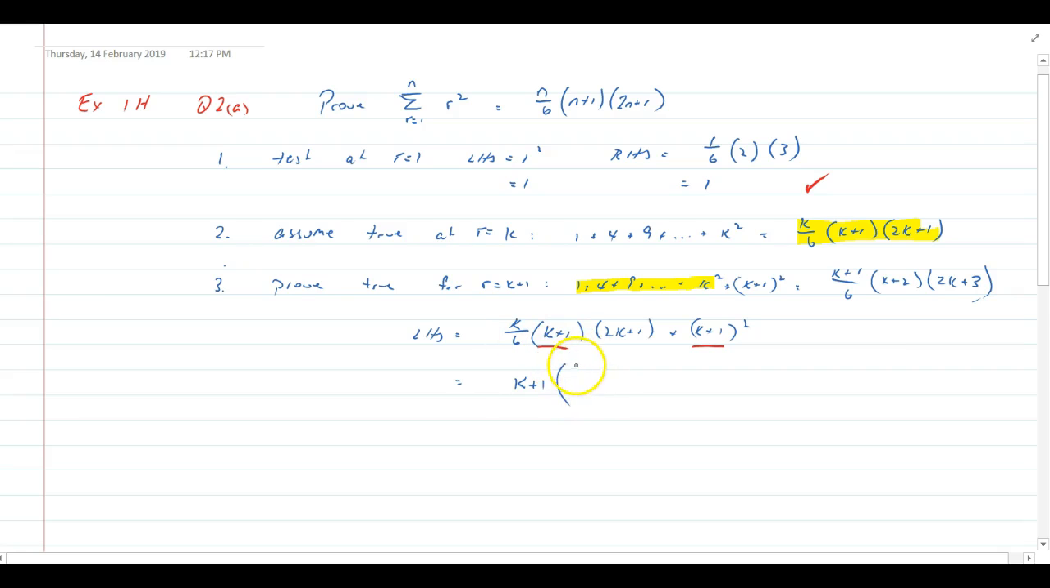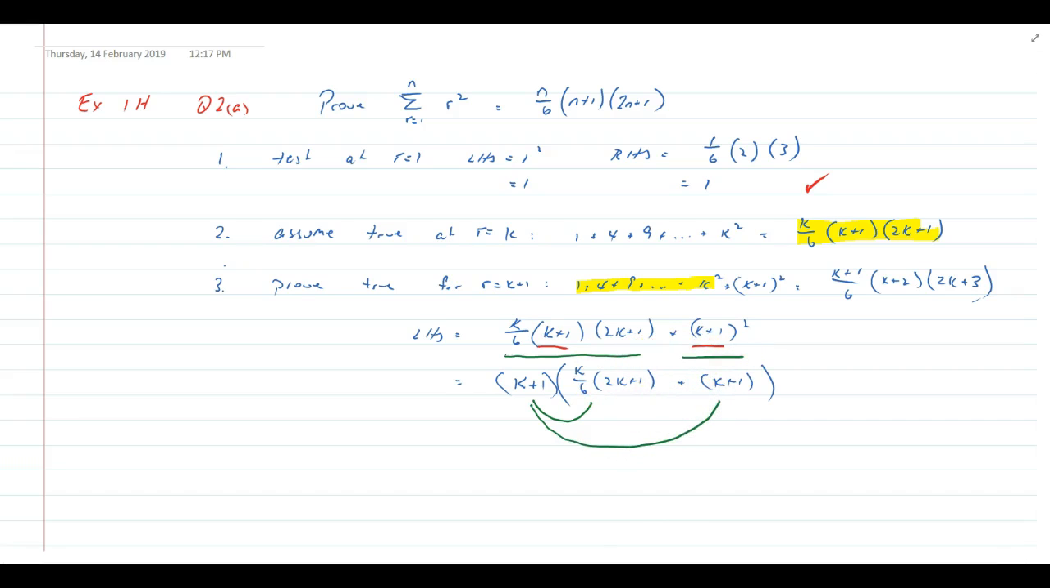Opening up, what have I got? I've got a k over 6 here. I've got a 2k plus 1 there. So this k plus 1 by this will give me the first part of this expression. The second part will be by just including another k plus 1 in there. So just to clarify, that pair gives me this, and this distributes out to give me that. So I'm doing all that work.